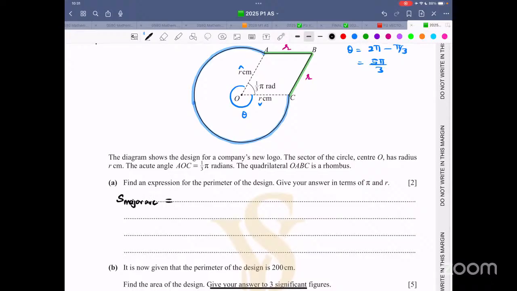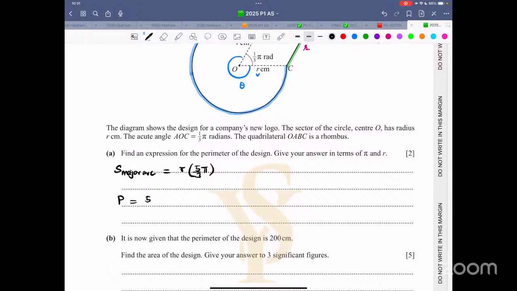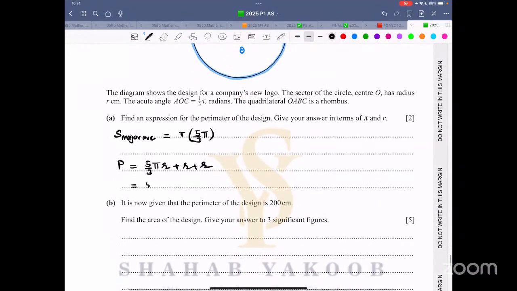No labeling is there as such. So that is r into 5/3 pi. So perimeter is 5/3 pi r plus r plus r, so that is 5/3 pi r plus 2r. If you want, you can take r common out, but as such, there is no need because they did not specify it. Okay. Now the next thing.